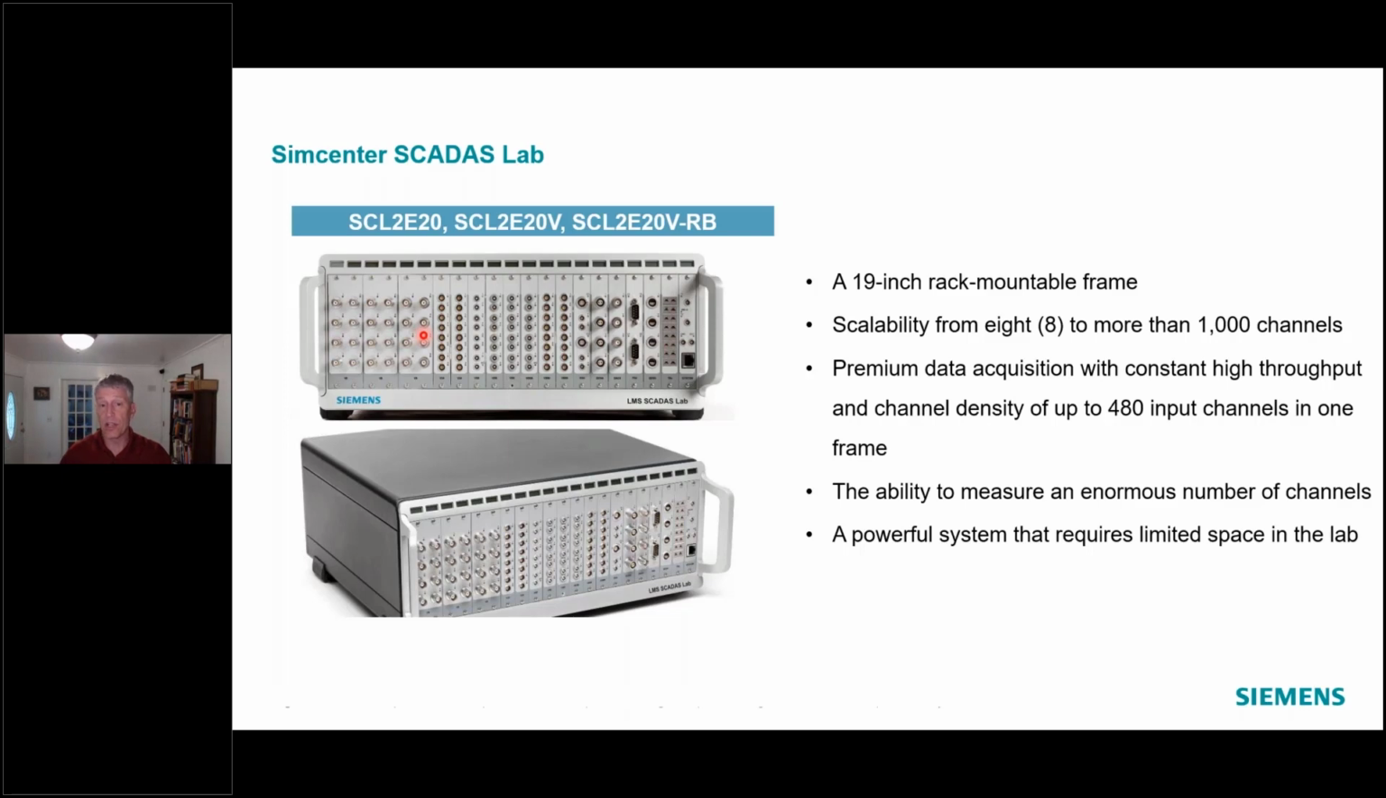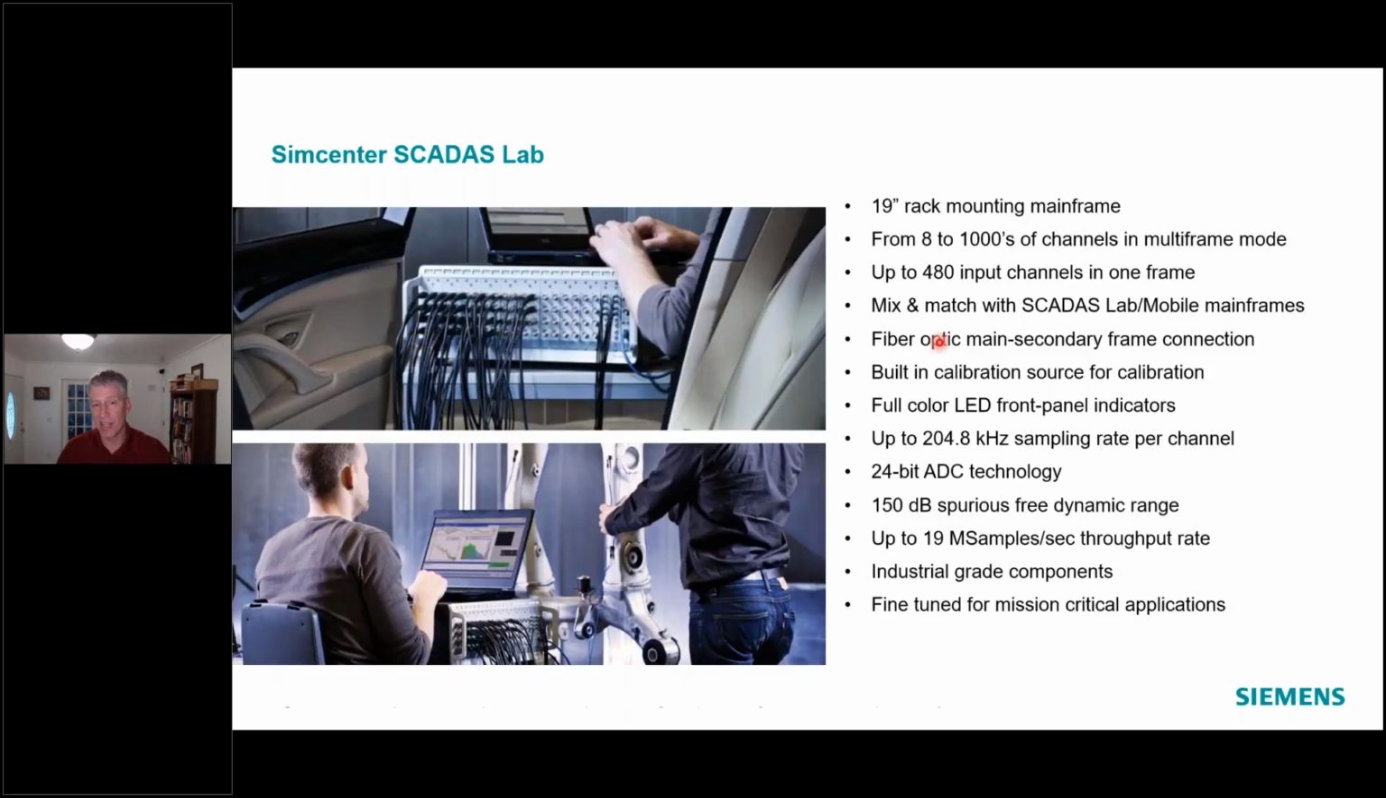The Scatus Lab itself, though, I mentioned some of the capabilities, really everything you would expect: 24-bit ADCs, 150 dB spurious-free dynamic range, 200 kilohertz sample rate per channel. That's one important thing. Anytime we're talking about sample rates in our hardware, we will always specify the max sample rate or max bandwidth on a per channel basis.